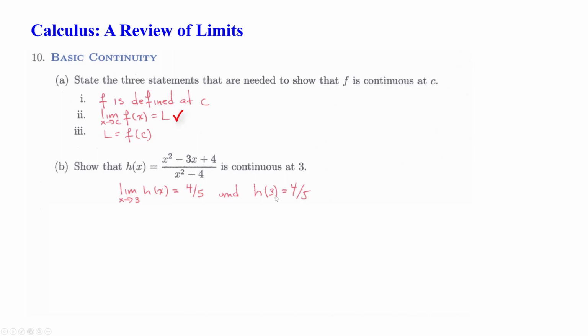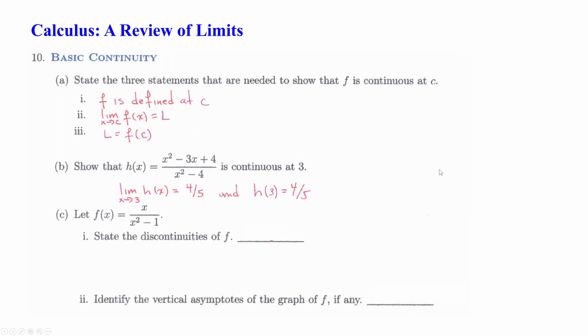So we get 4/5, and of course, what is h of 3? That is 4/5. Are these equal? Yes. Is the limiting value equal to the functional value? Yes. Therefore, h is continuous at 3. So also, let's look at this other rational function.